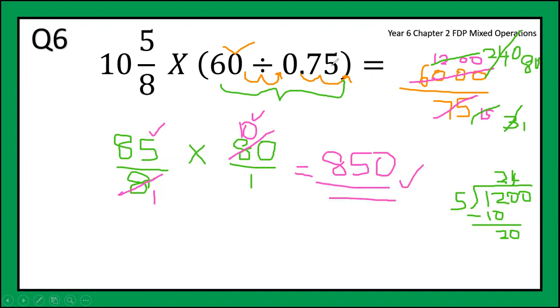This is how you solve these questions using mixed operations. The first 6 questions were addition and subtraction. The next 6 questions were multiplication and division.